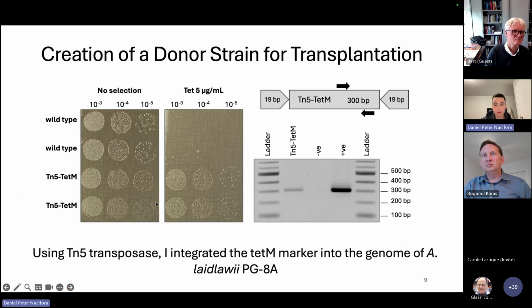At some point, I've been able to go back to strain PG8A and establish transformation using the Tn5 transposase. It's still very resistant to transformation. I was only able to get one colony, but I was able to integrate the tetracycline marker TetM into the genome, and this presents us a potential donor strain that we could use for future genome transplantation experiments.